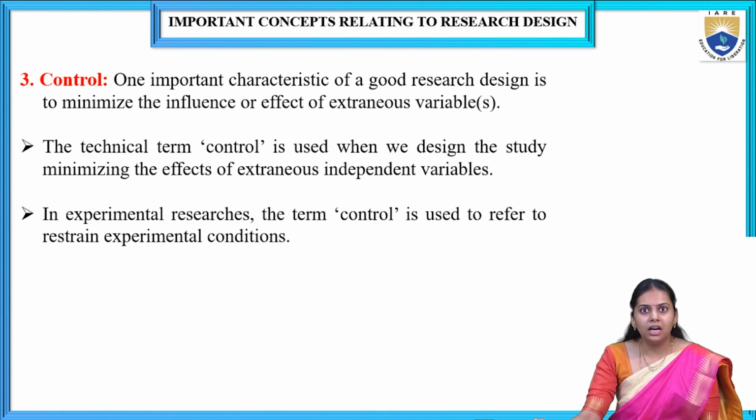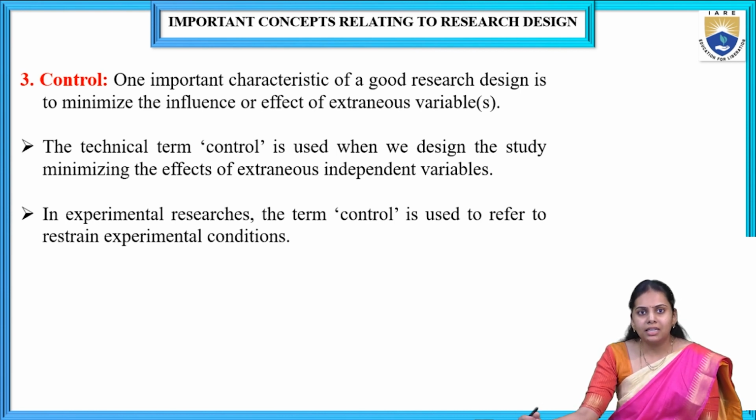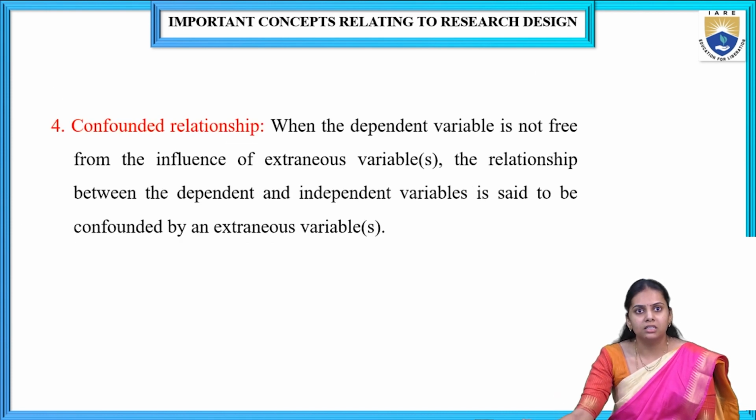And the other one is the control. One of the important concepts relating to research design is control. Control is one of the important characteristics of a good research design, to minimize the influence of extraneous variables. The technical term control is used when we design the study minimizing the effects of extraneous independent variables. Whereas in experimental research, the term control is used to refer to restraining experimental conditions.